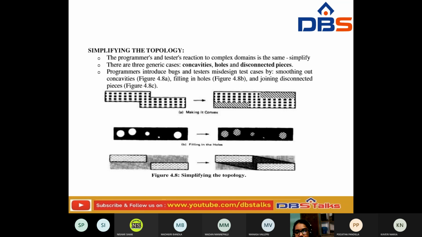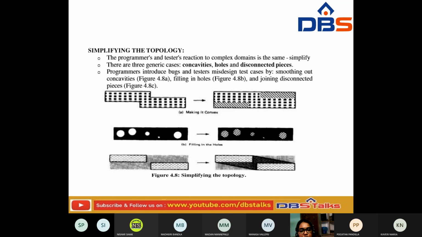Then how are we going to simplify this particular kind of topology? The programmers' and testers' reaction to complex domains is the same. If we are going to simplify it, there are three generic cases. First one is concavities, second one is holes, and third one is disconnected pieces.